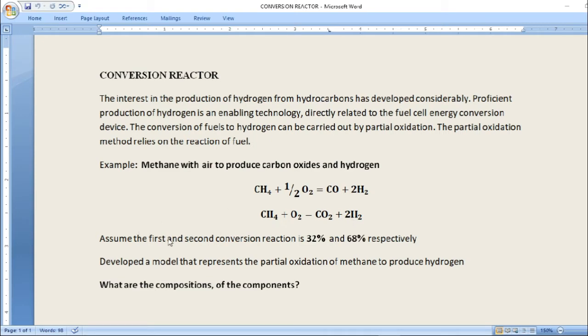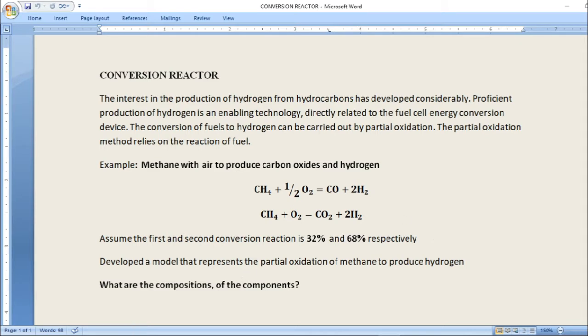So it says you have to assume the first reaction, the conversion reaction, is to be taken as 32%. The second reaction conversion is also to be taken as 68%. So you are asked to develop a model that represents the partial oxidation of methane to produce hydrogen. Also at the end of the question, you are to obtain the percentage composition of each component in the vapour phase and also in the liquid phase.